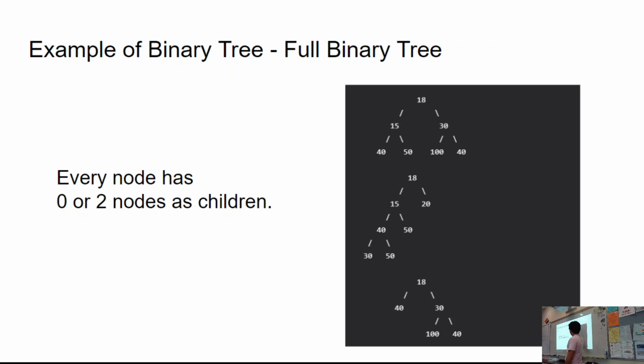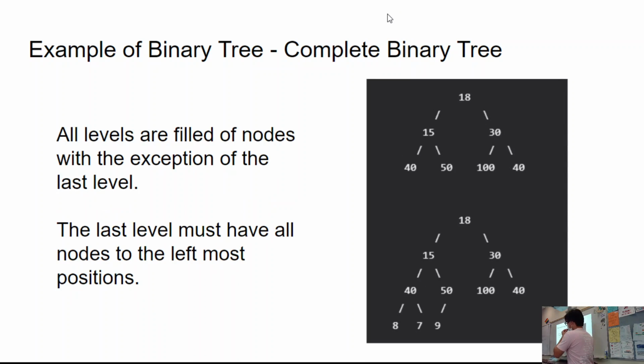Same for this one: 18 has 2 children, 15 has 2 children, 40 has 2 children. All these leaves have 0 children. There's no node with only 1 child. And this is just a full tree, meaning everything has 2 children or no children. That kind of makes sense? Cool. Now let's talk about a complete binary tree.